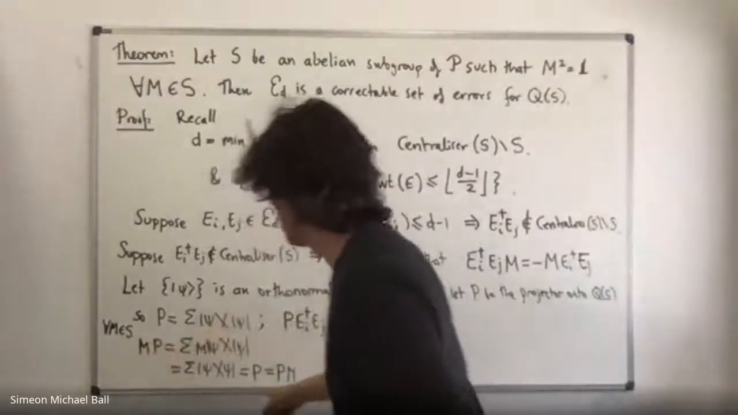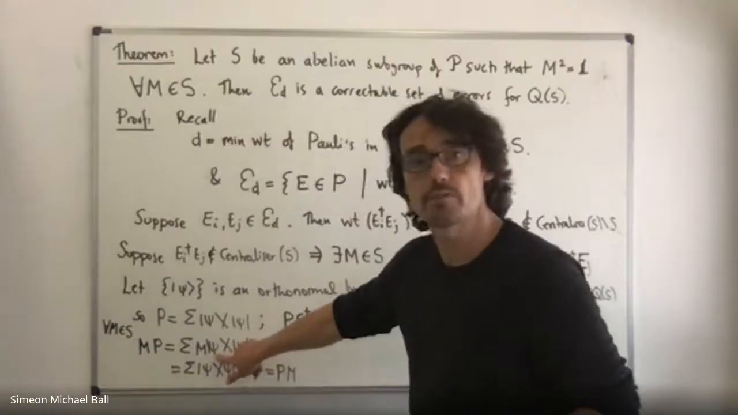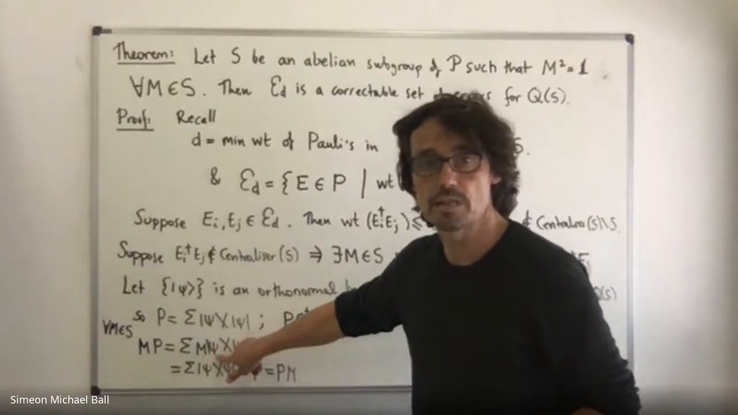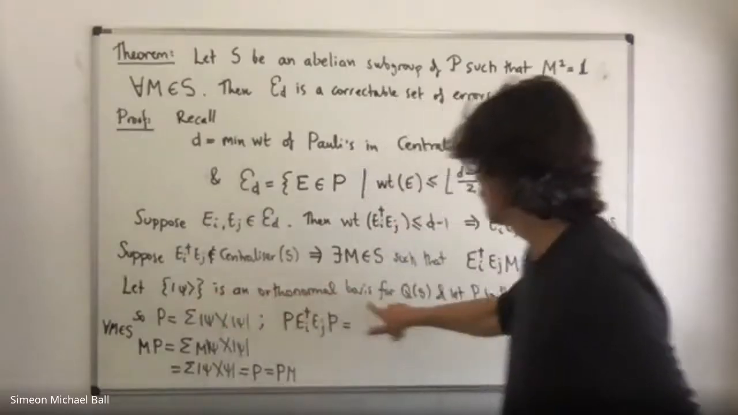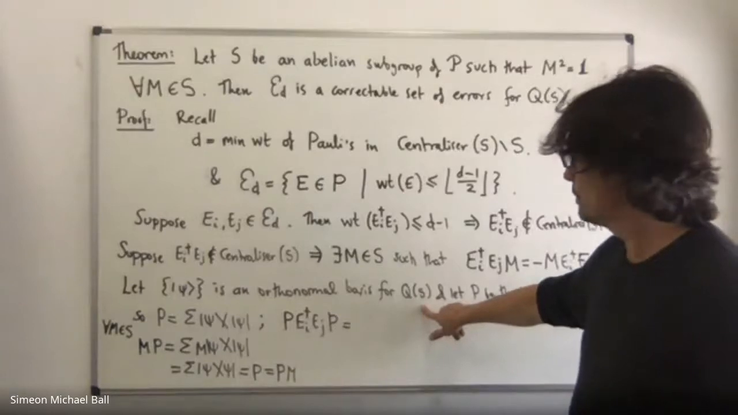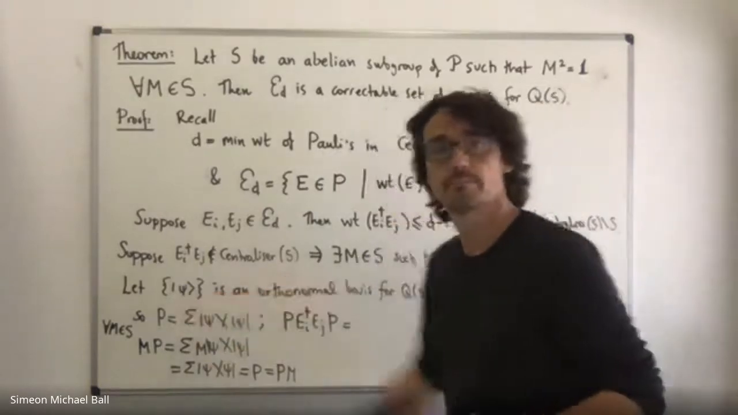Wait, why do we care that M is in S? It's just for all M in S, we have this. Yeah, for all M in S. Oh, wait. Yeah, M has to be in S because the vectors in QS are eigenvectors of eigenvalue 1 for the operators in S. Oh, right. So we were working everything in S. Okay. QS is defined for S. Okay. Yeah.